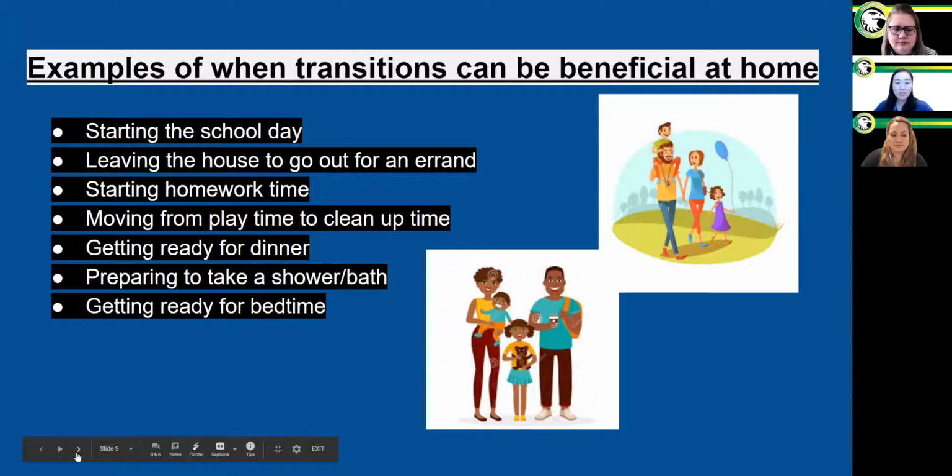Examples of when transitions can be beneficial at home: starting the school day, leaving the house to go out for an errand, starting homework time, moving from playtime to cleanup time, getting ready for dinner, preparing to take a shower or bath, and getting ready for bedtime.